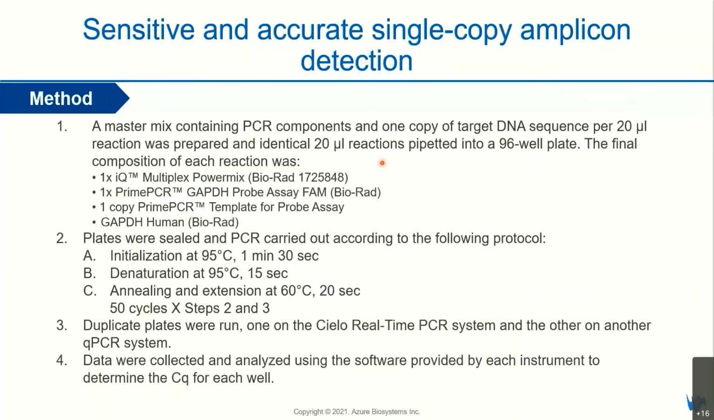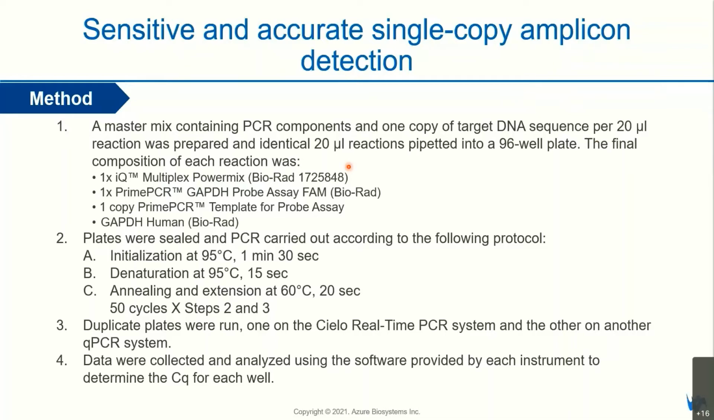Right. This is the method we use, the protocol. So we prepare the master mix containing the PCR components and one copy of the target DNA sequence per 20 microliter reaction. We prepare the master mix and aliquot 20 microliters of it identically into all wells of a 96-well plate.